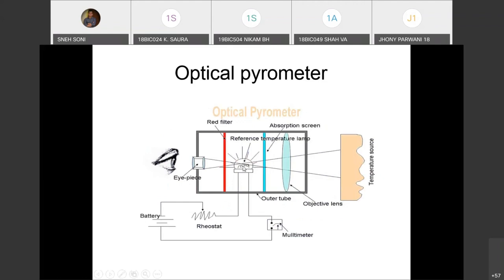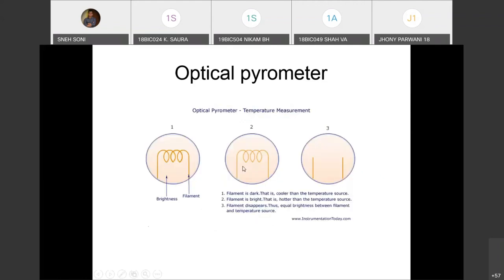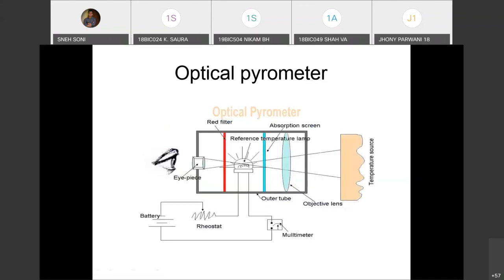This is your bulb filament. पहले आपको इसको अच्छे से समझना पड़ेगा. बैकग्राउंड में you will be having the hot body, right? Now what will happen, you will have three stages. अब जब यहाँ से you will observe through the eyepiece, and there is a battery and there is a rheostat, so we will have some kind of adjustment. We can vary the position on the rheostat and we can change the current flowing through the circuit, right?